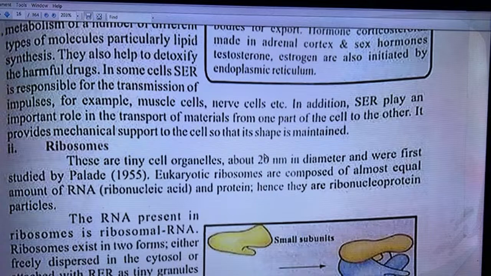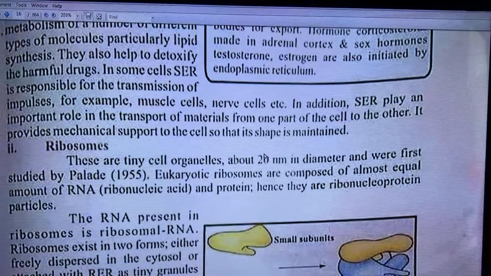In some cells, smooth endoplasmic reticulum is responsible for transmission of impulses, for example in muscle cells and nerve cells. In addition, smooth endoplasmic reticulum plays an important role in the transport of materials from one part of the cell to another part. It provides mechanical support to the cell so that its shape is maintained.